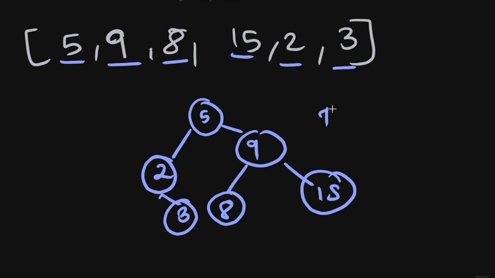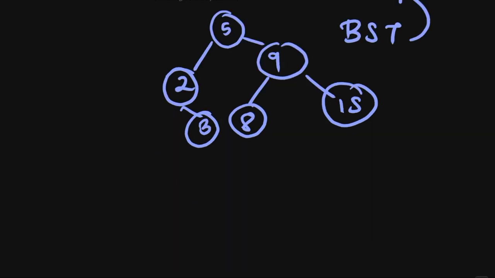So this would be the binary search tree for the given data: 5, 9, 8, 15, 2, and 3. So this is how we have to do it. Let's break this down a bit.